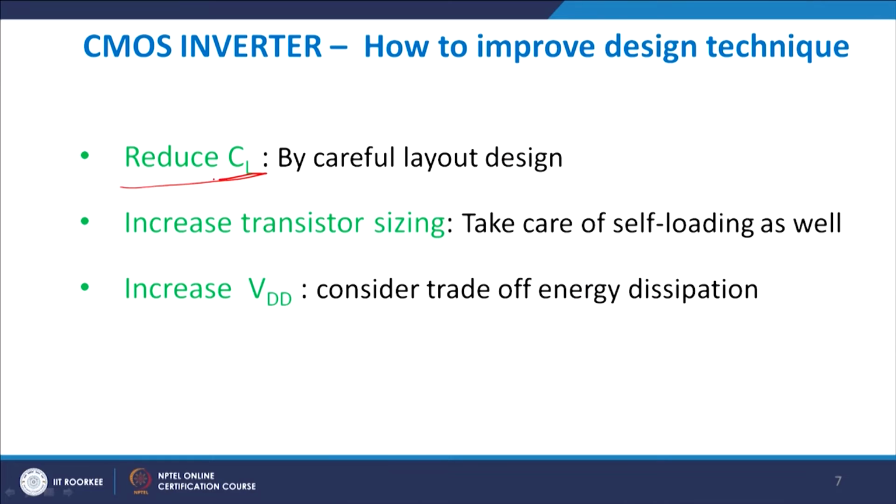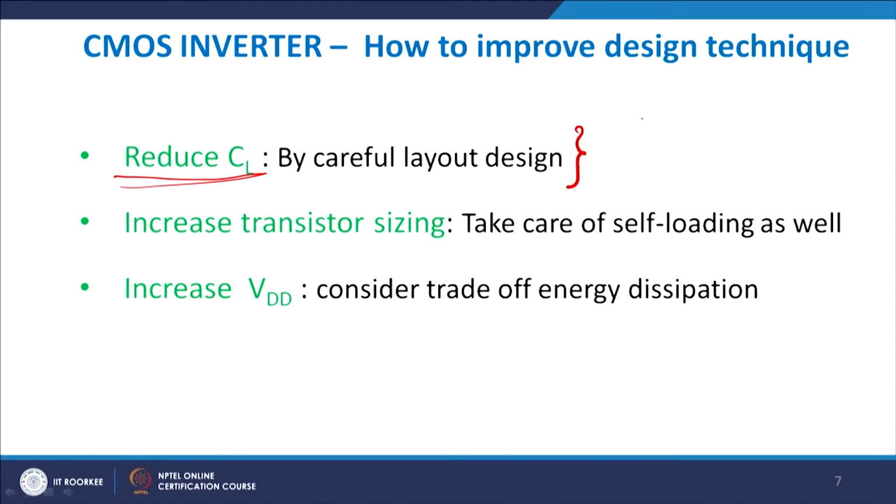Now, how to design a very good inverter? If you want to improve the speed, of course, the best way to do that is reduce C_L, and this can be done by layouts, either by layout or by careful sizing of the transistors, and you can reduce the value of C_L. Similarly, if you remember, t_PHL and t_PLH depend on the value of R_equivalent_N, which means the resistance offered by the transistor. When you reduce C_L, obviously your tau reduces. Similarly, if you increase the transistor size, that will make your R go low. When R goes low, obviously your tau reduces and you can work at a much faster pace. But be very careful about what is known as self loading.